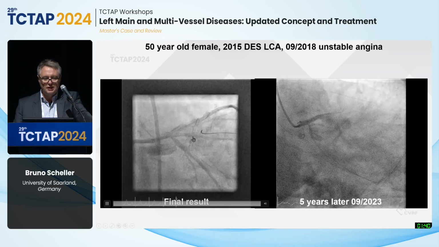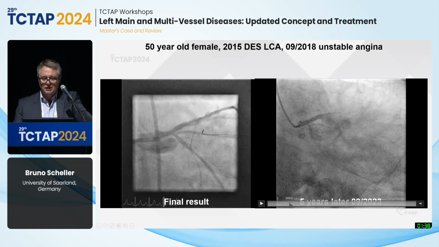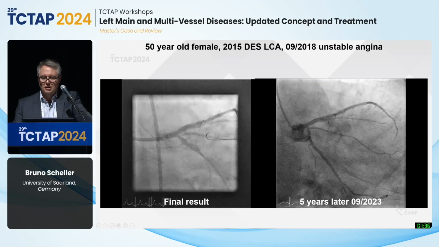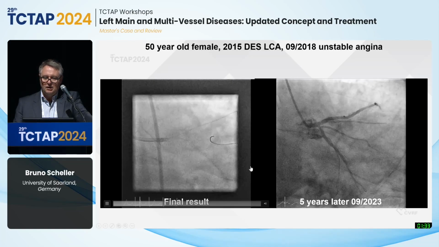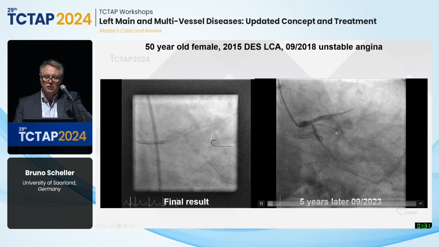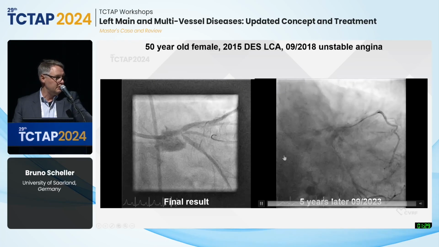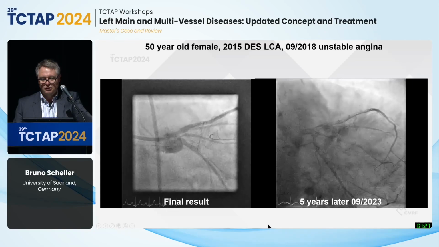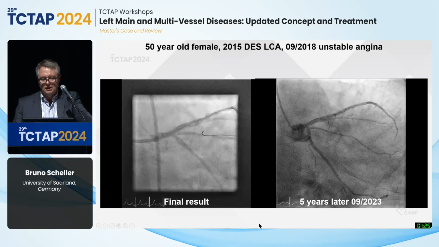This is the final result, still some stenosis here in the circumflex origin, and this is 5 years later, and here you can see, especially in the non-stented area, the improvement of the origin of the circumflex and the intermediate branch.